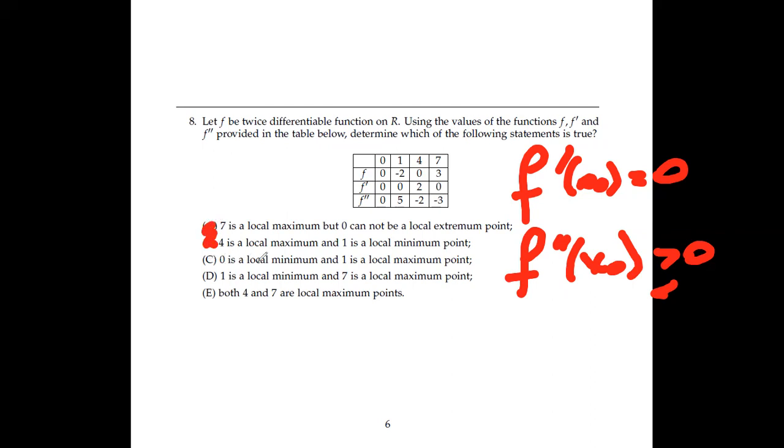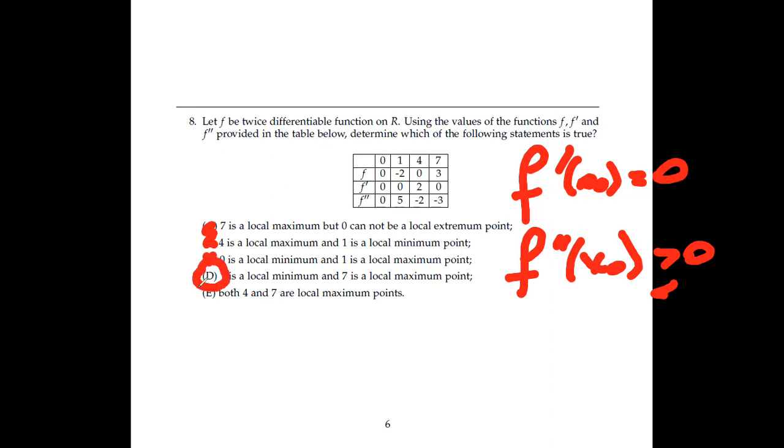C, 0 is a local minimum. No, we don't know what 0 is. It could be a local maximum or not. 1 is a local minimum, testing. Derivative 0, okay. Second order derivative positive, so it's a minimum, correct. 7 is a local maximum, yes. It's a local maximum because it's a critical point and negative second order derivative, so D.